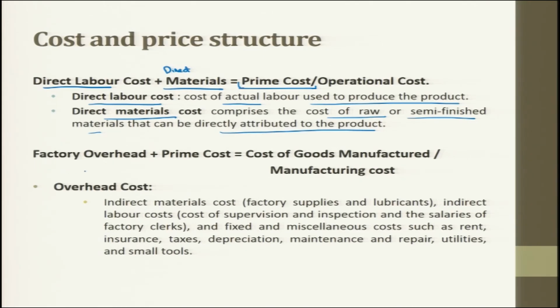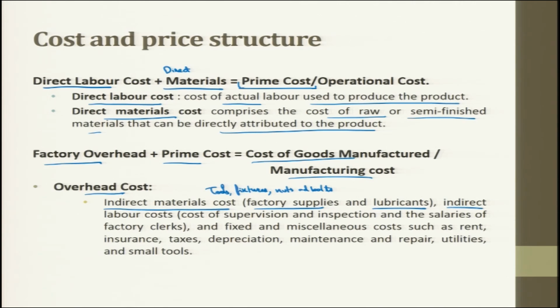Now, factory overhead plus this prime cost makes the cost of goods manufactured, or manufacturing cost. When I say factory overhead, it is the overhead cost. Overhead cost is the indirect material cost, like I said, tools, then fixtures, then nuts and bolts which are used. It is indirect material cost. So, factory supplies and lubricants, lubricants are very important.